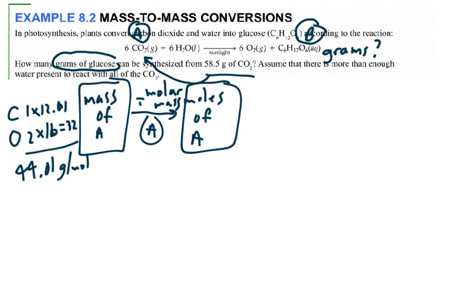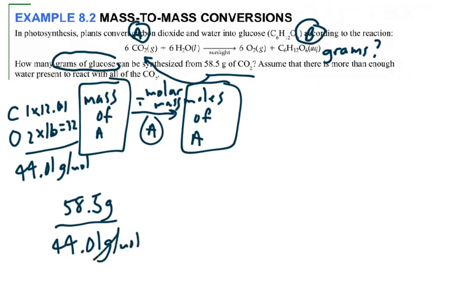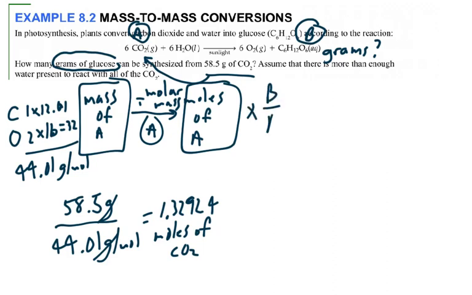So the first step is to get the mass of the given, which is 58.5 grams, and divide, and we could just do it like this. You could use this or dimensional analysis. And you're going to convert it into moles. I end up getting 1.32924. There's more numbers. At the end, we only need 3 significant digits. This is moles of A. A is CO2. Now, once you're in moles of A, now we're going to cross the bridge.